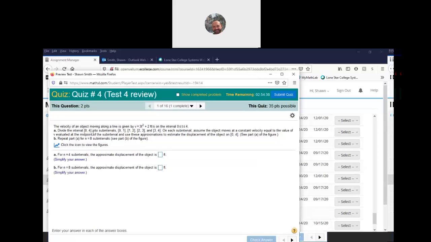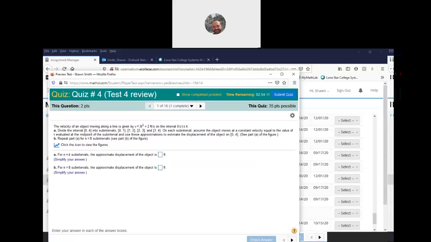Okay, divide the interval 0 to 4 into sub-intervals. So 0 to 1, 1 to 2, 2 to 3, and 3 to 4. On each subinterval, assume the object moves at a constant velocity equal to the value of v evaluated at the midpoint, and so on. Y'all can read, right? Repeat part A for n equals 8 subintervals. So by creating these subintervals, you're creating little bitty rectangles.